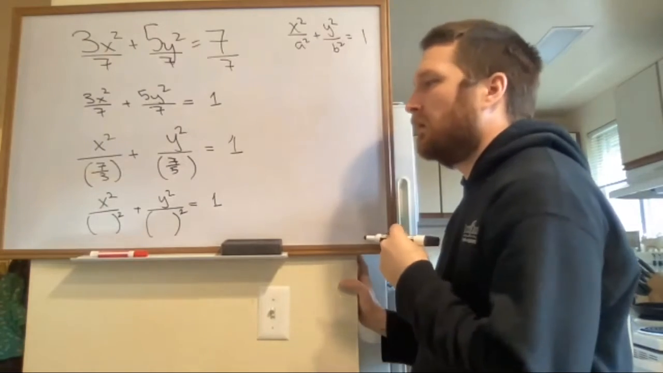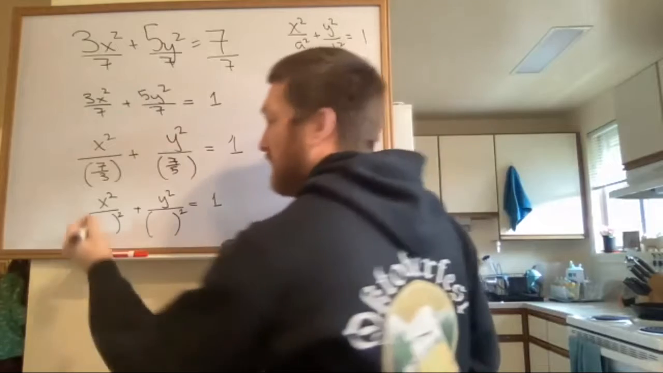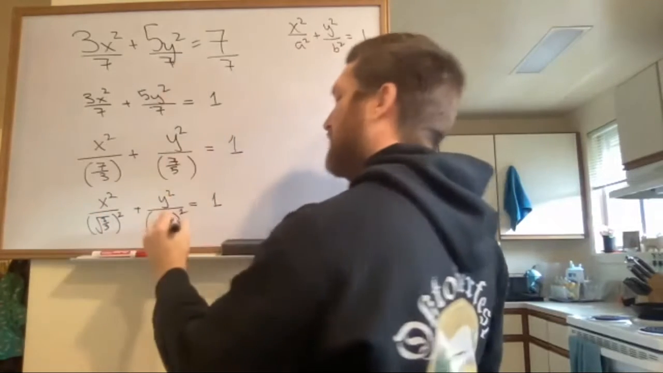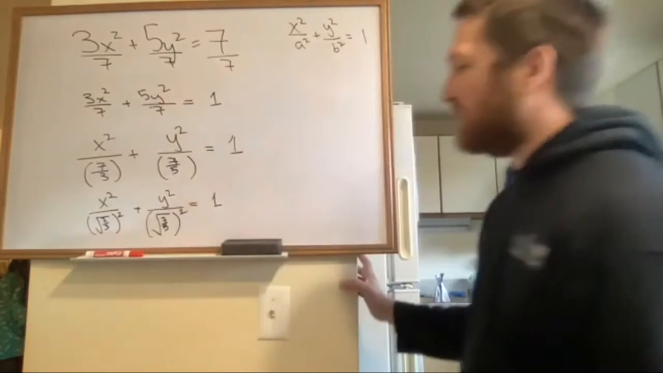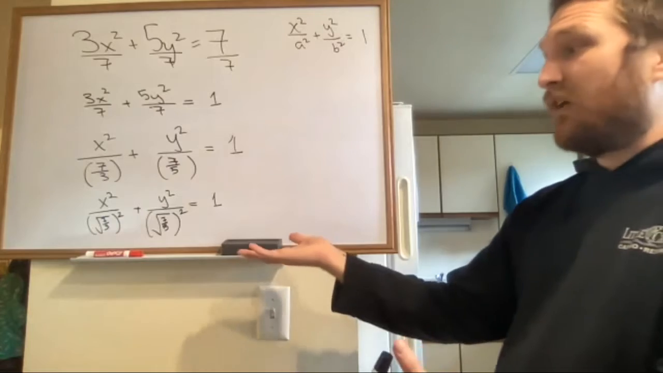The square root. Square root of whatever it is. So if it's 7/3, I want to say, well, square root 7/3. 7/5, I'll take the square root 7/5. And it looks really bad, but it'll actually help me graph it really easily.